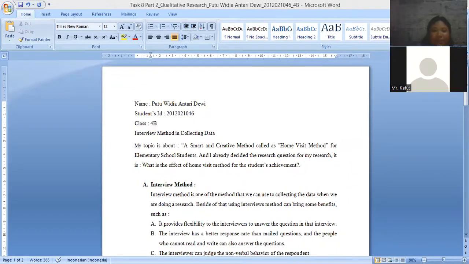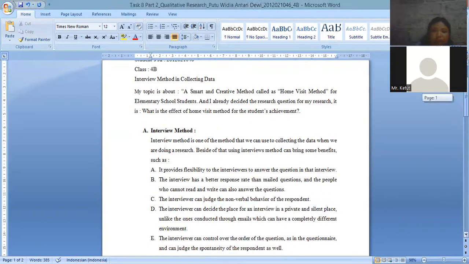So this is the material, as I said before, the interview method in collecting the data. My topic for this simulation is a smart and creative method called the home visit method for elementary school students. And I have already decided the research question for my research. It is: what is the effect of the home visit method on the students' achievement?